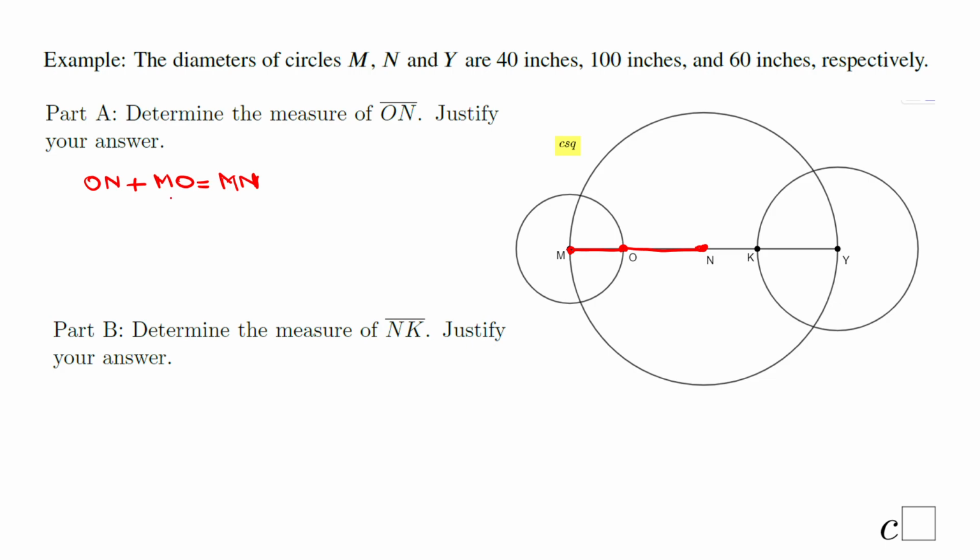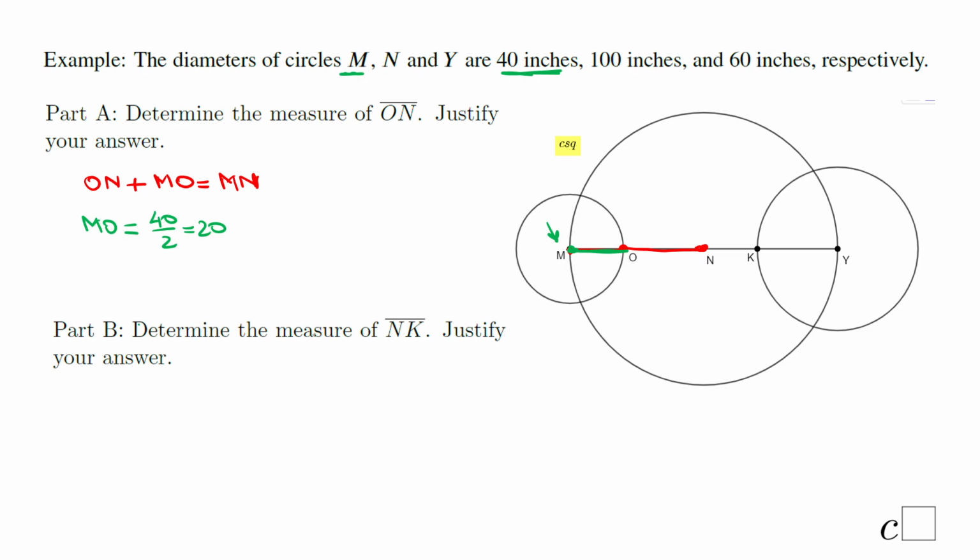Now let's take a look. ON is the segment we need to find the measure of. If you take a look at MO, this segment is the radius of circle M. So MO will be half of the diameter of circle M, and if you notice, the diameter of circle M is 40 inches. So 40 divided by 2, that will be 20 inches.